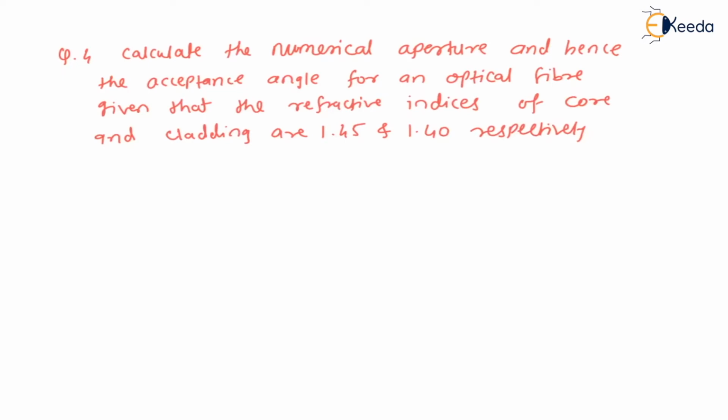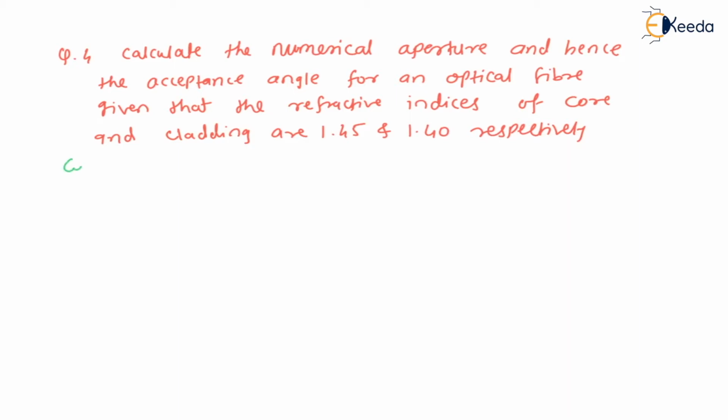Calculate the numerical aperture and hence the acceptance angle. See, what is the problem? Calculate the numerical aperture and hence the acceptance angle for an optical fiber given that the refractive indices of core and cladding are 1.45 and 1.40 respectively. So here, what is given? Here they have mentioned the refractive indices of core and cladding.